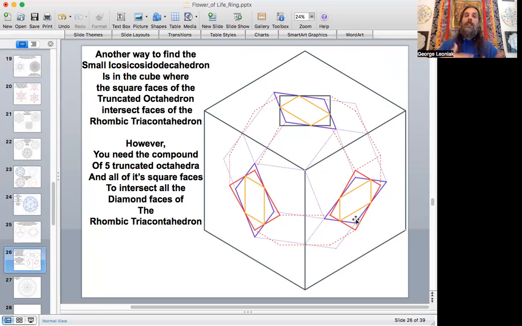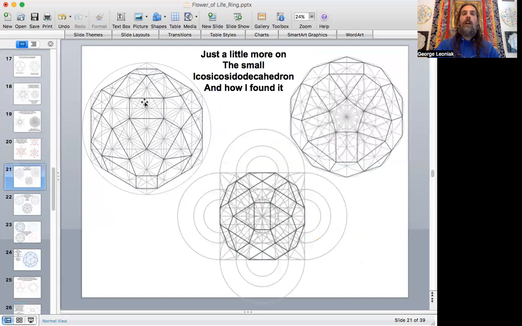So that's why you really need a rotation of this 5 times, so that every single one of those squares is intersecting the tricontahedra, and that will then also produce the original form that I'm discussing, which is the one back here in the flower of life pattern, which is that small icosahedron.